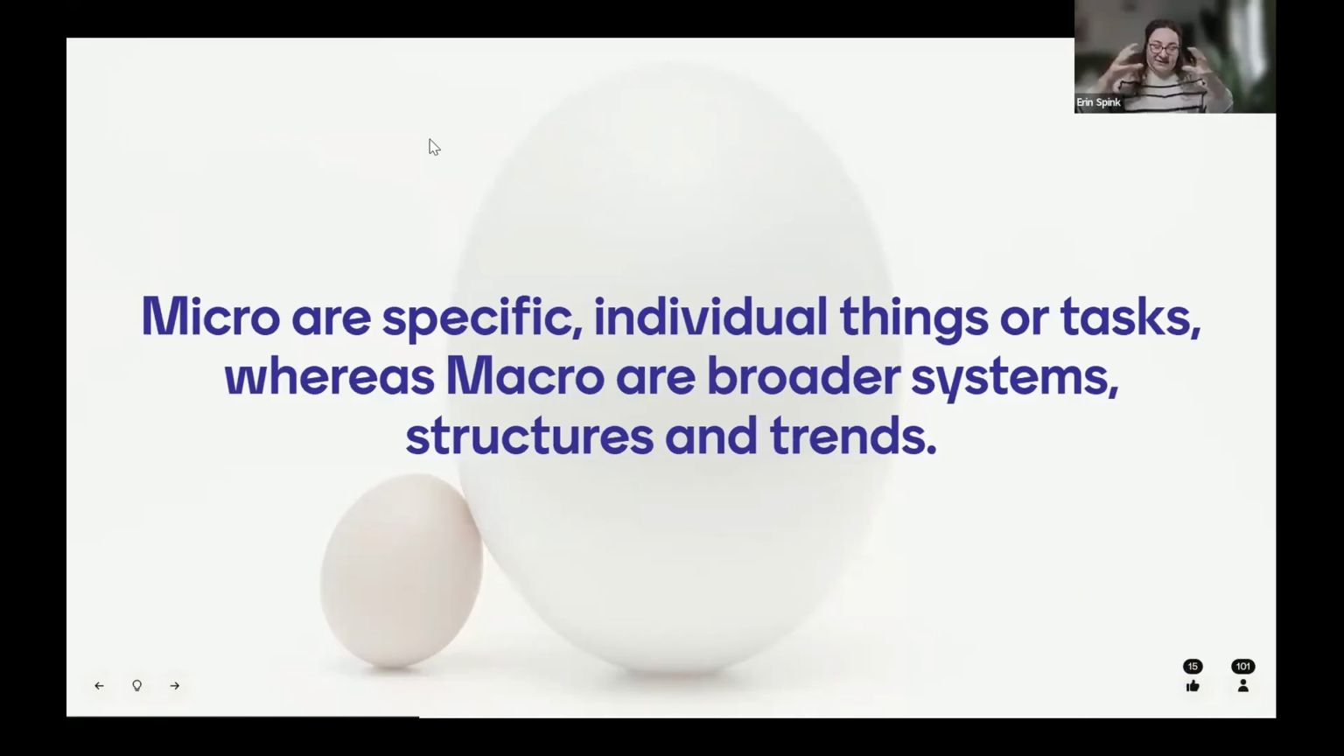Macro are, as I said, the broader systems, structures and trends that often exist outside. They can exist within your organization, but they often exist outside. So for example, in your community, maybe you've got a corporate partnership. Well, maybe that corporation has just done a bunch of layoffs. How is that going to impact the recruitment that you're doing? It could benefit it. It could actually impair it. So this is what I'm talking about when we're connecting micro and macro.